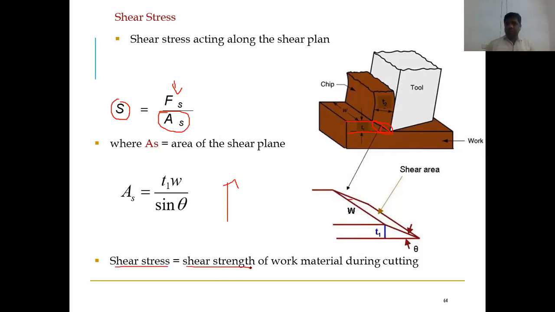So what is shear strength? What is the difference between stress and strength? Somebody can tell me. These both are the same, you say shear stress is equal to shear strength. So stress and strength are the same. Then why are these two different terms there? Why can't the same word be used? What is the difference between stress and strength?